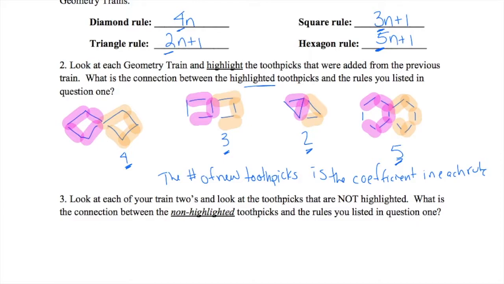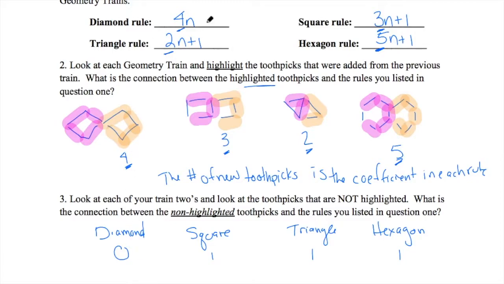So if we now look at the toothpicks that are not highlighted, in the diamond, we have 0 highlighted toothpicks. In the square, we have 1 highlighted toothpick. In the triangle, we have 1 highlighted toothpick. And in the hexagon, we have 1 highlighted toothpick. Well, where's the connection there? Looking at the rules, you should see that the square, the hexagon, and the triangle all have a +1. The diamond doesn't. There's nothing to add for the diamond.